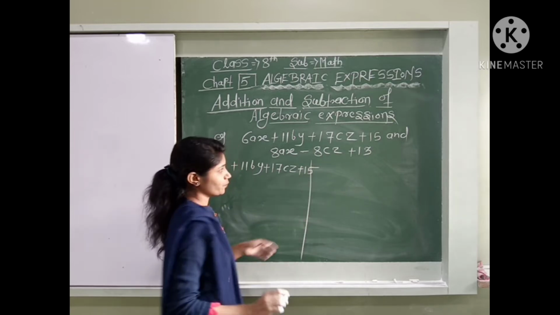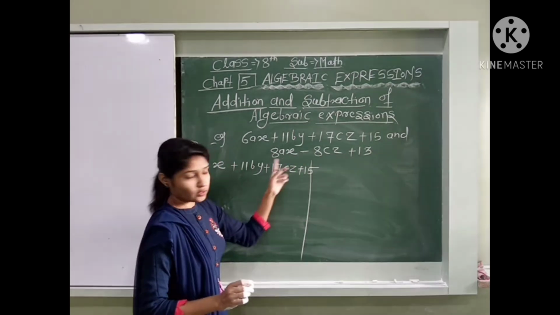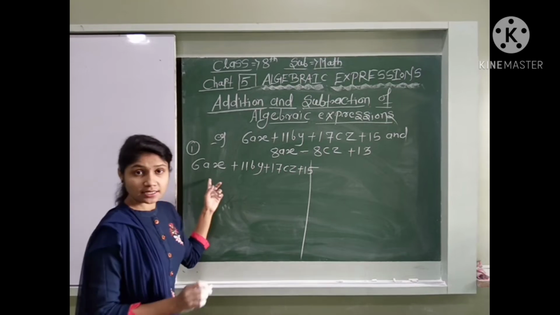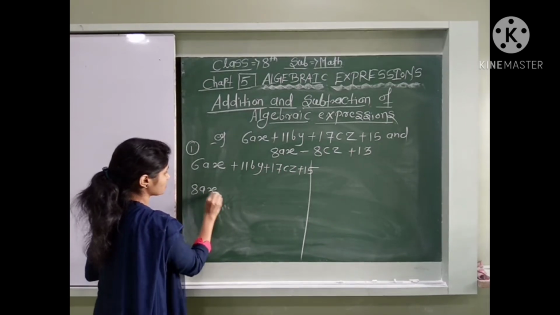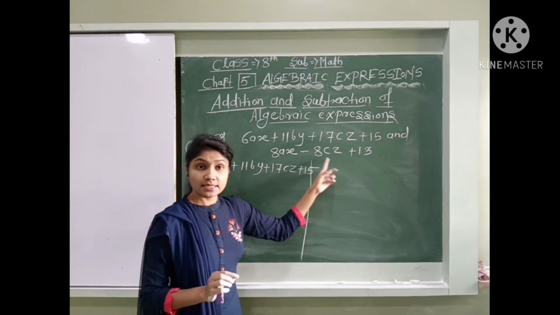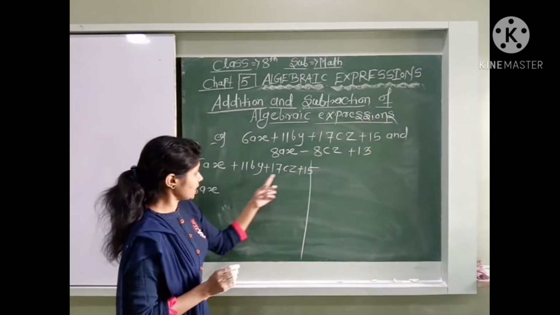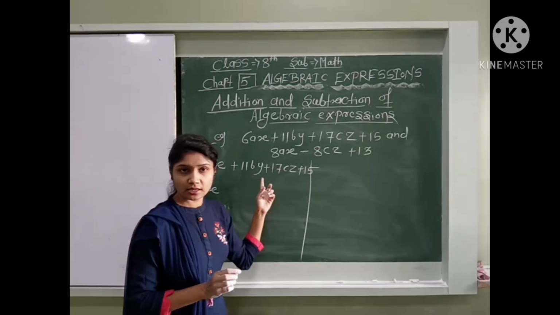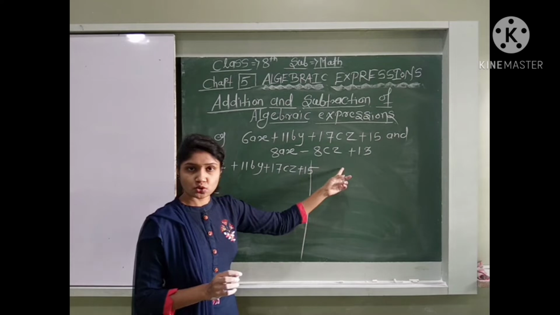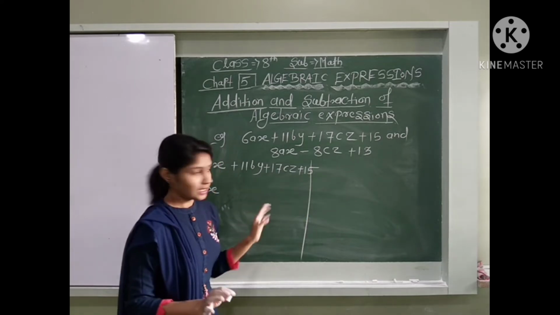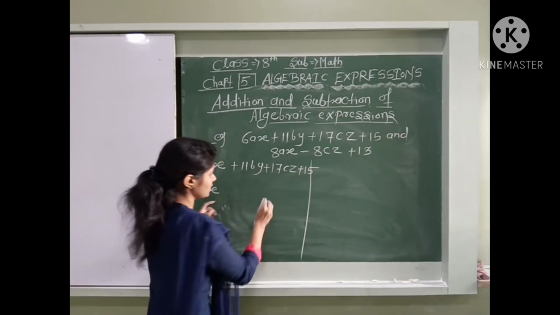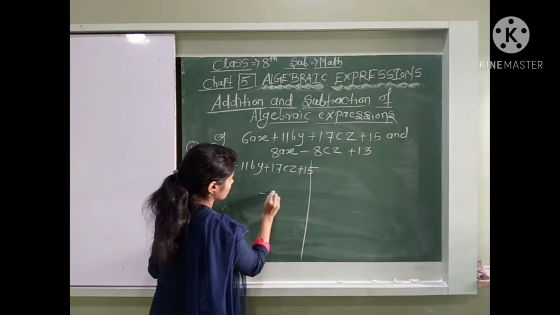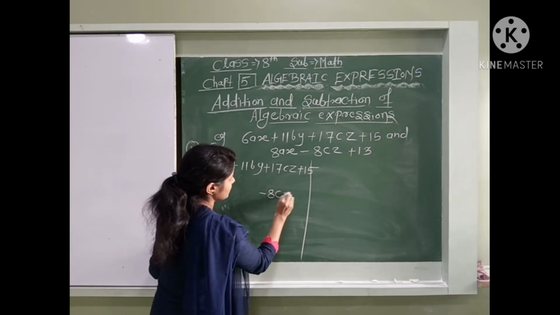Second, 8ax. What is the like term of this 8ax? It's 6ax. So we have to mention 8ax here. Then 8cz. Where is the like term of 8cz? There is no like term of 11by, so write nothing there. The like term of 8cz is 17cz. So we have to mention it with its sign, minus 8cz.